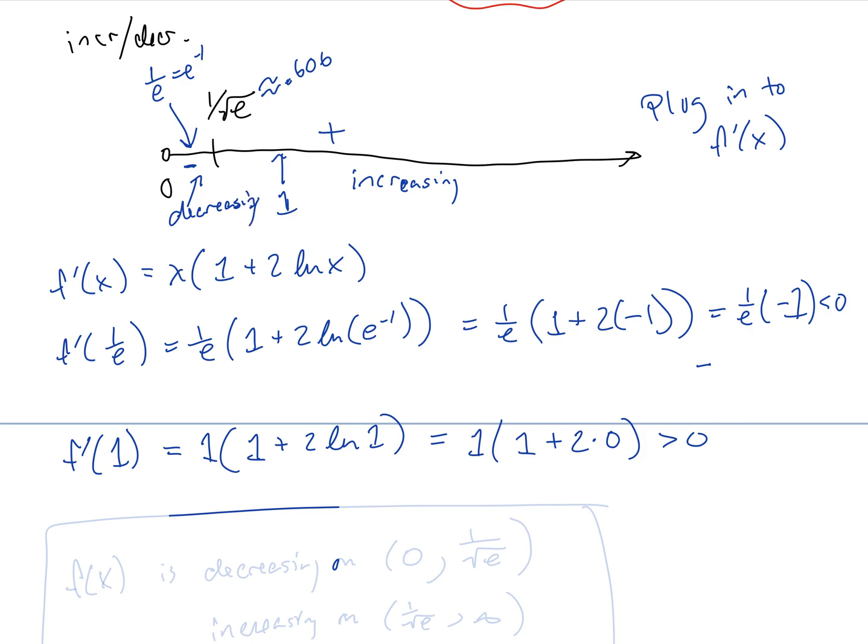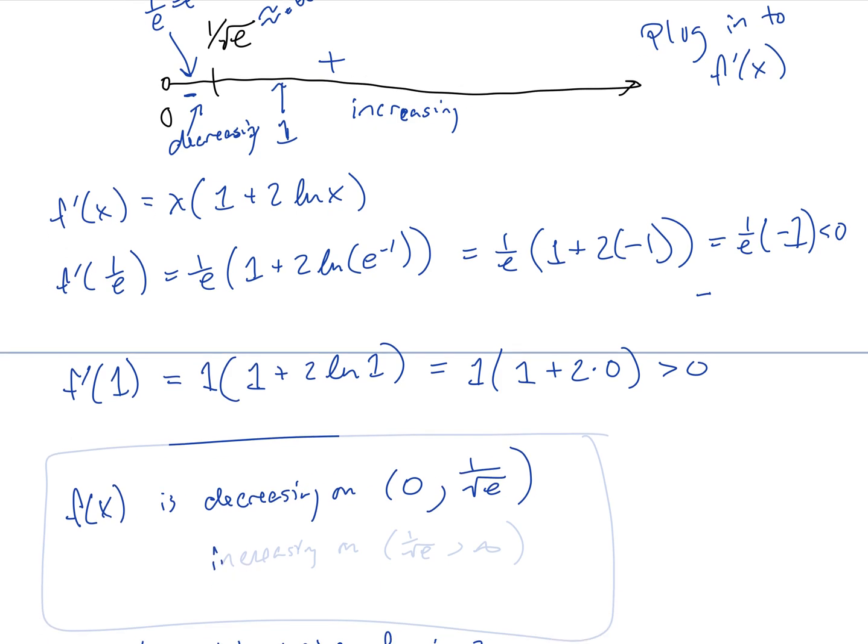So let's write that down. f of x is decreasing on the open interval from 0 to 1 over the square root of e, and increasing on the open interval from 1 over the square root of e up to infinity. So that is where our function is increasing and decreasing.